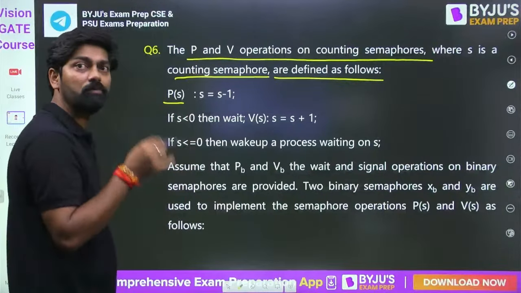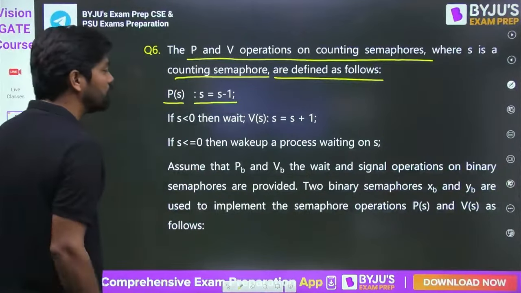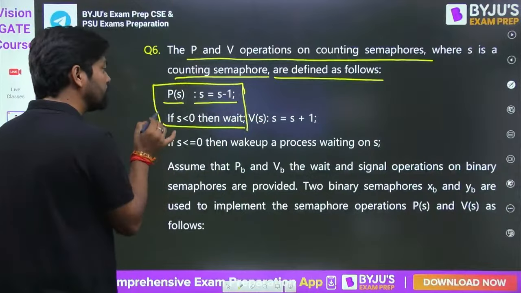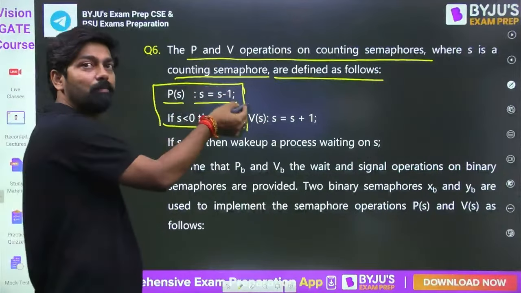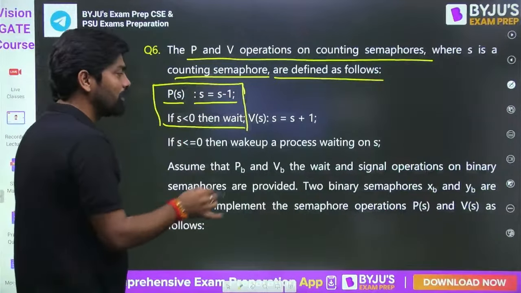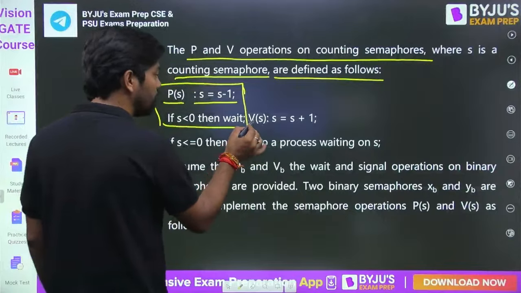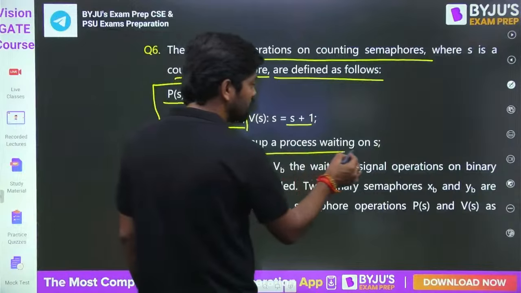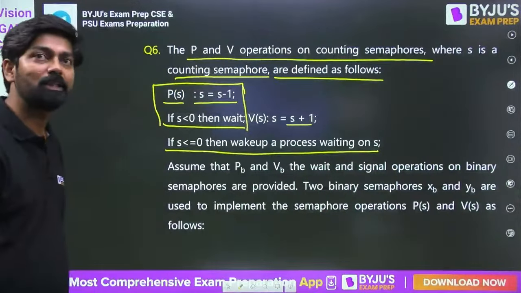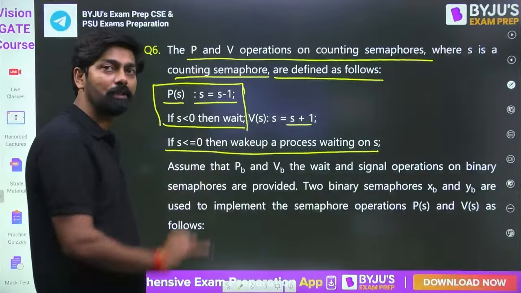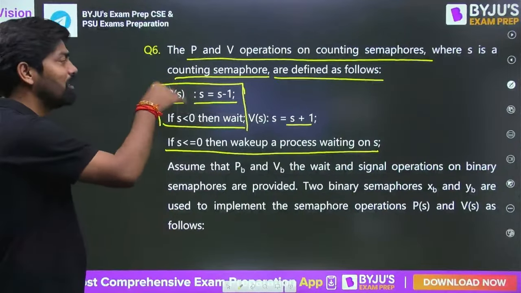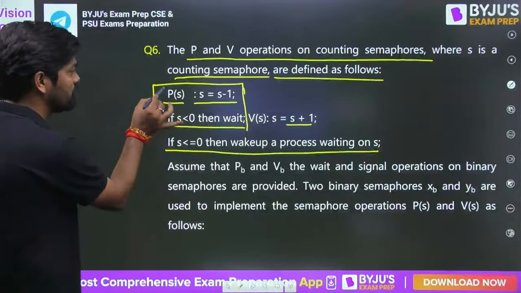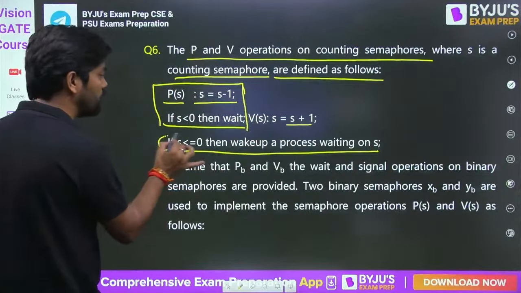P of S is nothing but down on S: decrement the value of S by one. If S is less than 0, then wait. This is your down operation. P of S means S becomes S - 1, and if S is less than 0, then wait. Then V of S means S + 1, and if S is less than or equal to 0, then wake up a process waiting on S. So they are defining the counting semaphore up and down operations. I think you know this already. This is the down operation, and this is the up operation.